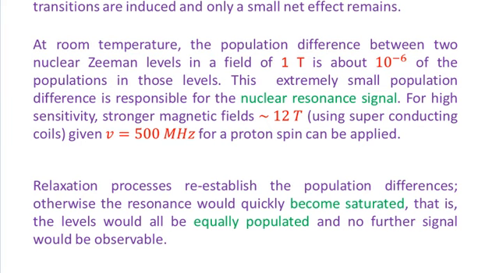For high sensitivity, stronger magnetic fields of the order of 12 Tesla, using superconducting coils, giving you a frequency nu of 500 megahertz for a proton spin, can be applied. So if you apply a much stronger magnetic field, the separation between the levels will be much greater, and then of course a very high frequency, for example of the order of 500 megahertz, is required to cause a resonance between the levels.